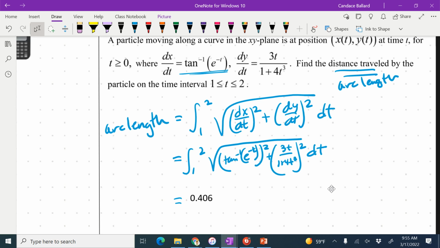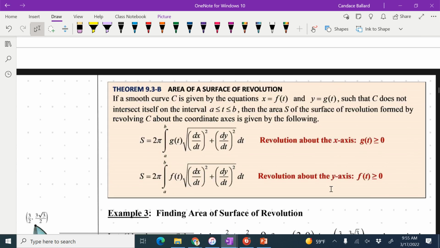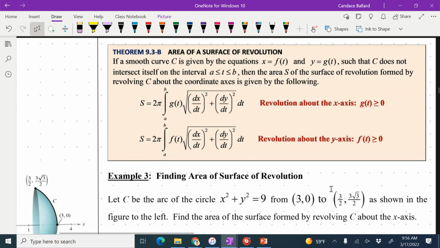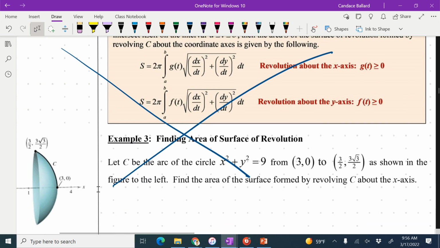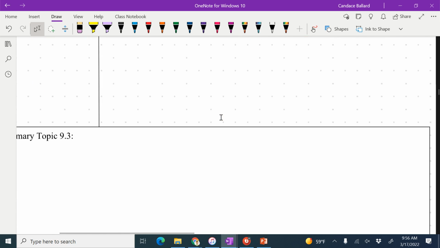There is another problem there, but it is not something we are responsible for on the AP exam. When you hit Calc 3 in college, you will probably do the area of a surface of revolution. Envision what a contact lens looks like. You would be finding the area of that contact lens using these formulas. But we don't have to do that, so it's one less thing we have to memorize. That's awesome. That's it.